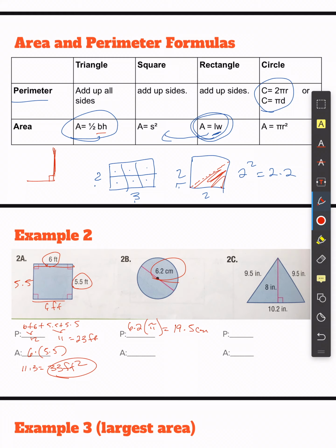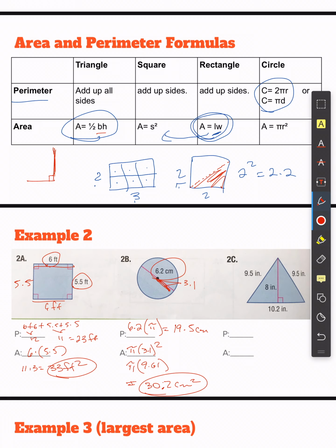Okay, and then for the area, it's just going to be pi r squared. So the radius of this thing, half this distance, the radius is 3.1. All right, so we have pi times 3.1 squared. If you take 3.1 and you square it, you get 9.61. You multiply that by pi, and you get 30.2 centimeters squared. Okay, so that's for 2b.